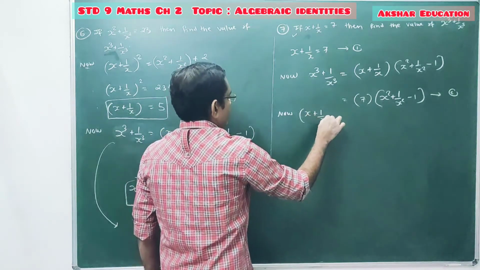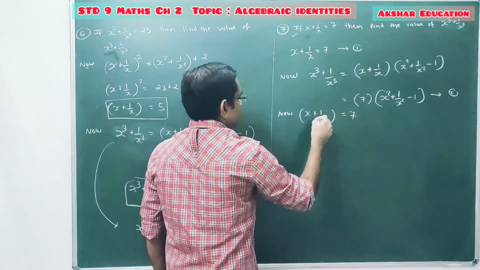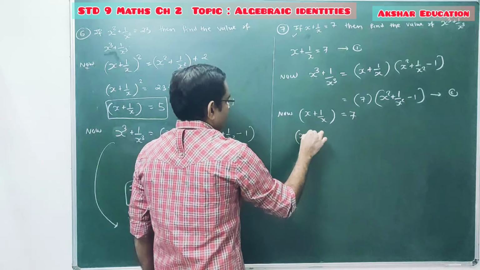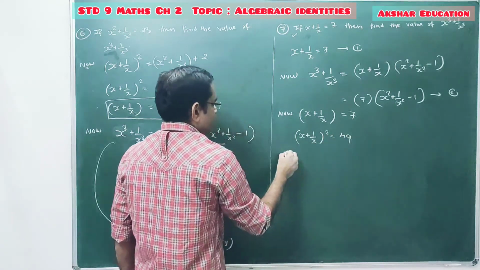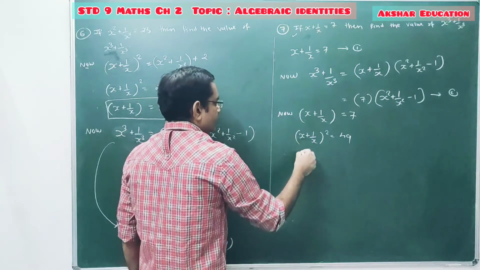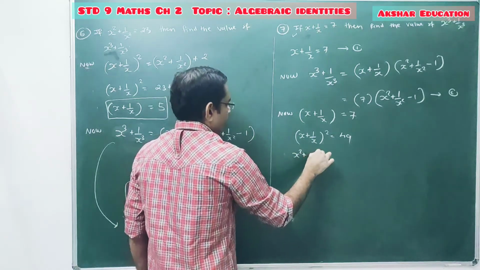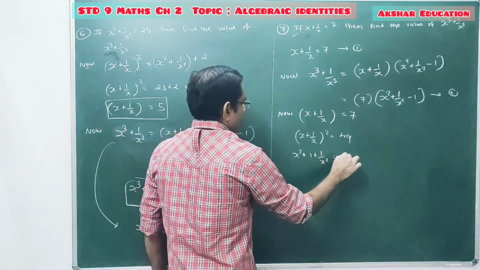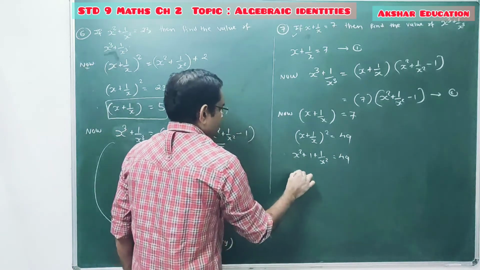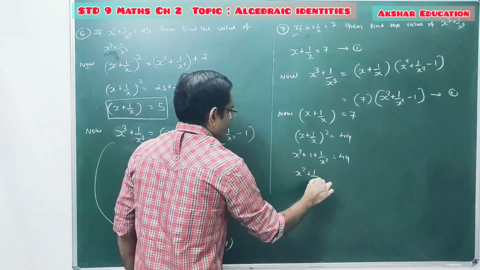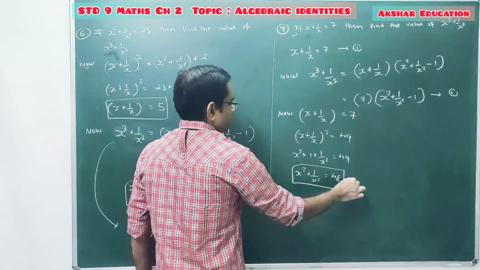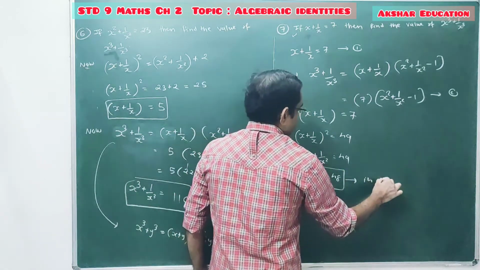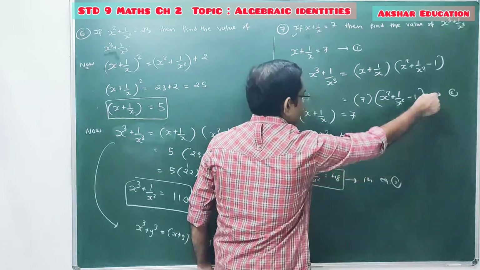x plus 1 by x equal to 7. Taking square on both sides, so it's x plus 1 by x whole square equal to 49. Expanding this, it's x square plus 1 by x square plus 2 equal to 49. So this one is x square plus 1 upon x square equal to 47. Put this result in equation number 2 here.